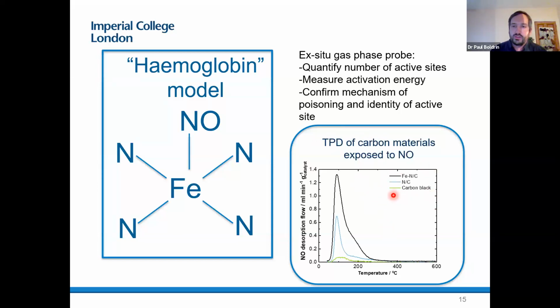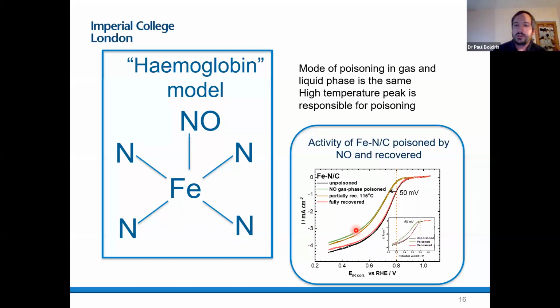we started off looking at these three different materials: the iron, nitrogen, carbon; just the nitrogen carbon, so with this iron removed; and just carbon black, which is essentially mainly carbon and doesn't have these nitrogen sites. You can see that the iron, nitrogen, carbon binds far more nitric oxide than the other two, but the nitrogen carbon does still bind some nitric oxide. Carbon black, barely any.